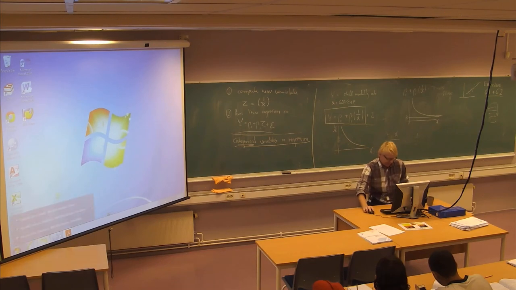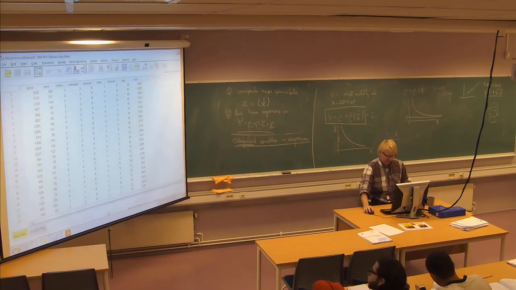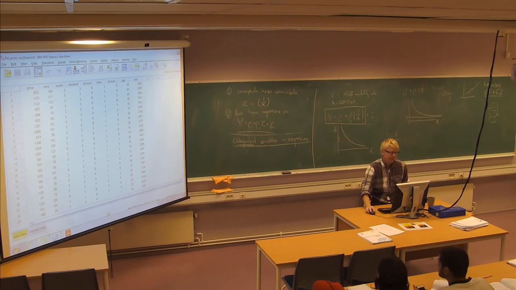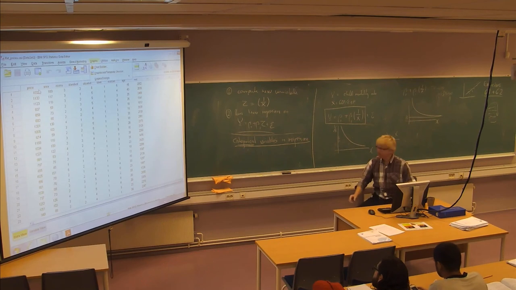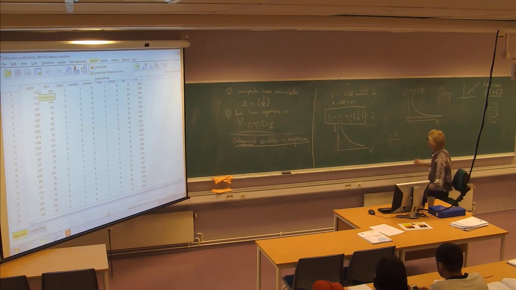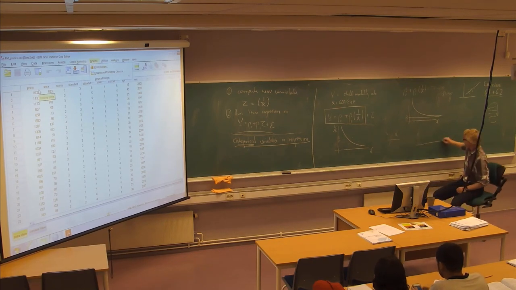So if you look at the data here, I think we have seen this picture. We have seen that the area and the price are strongly related. And we see a scatter plot like this.